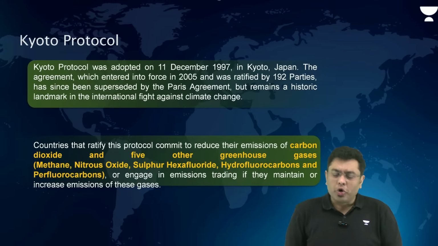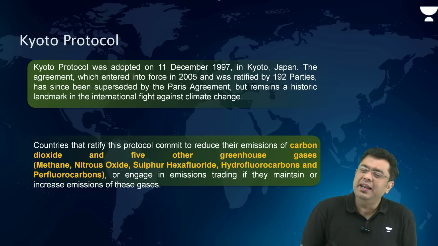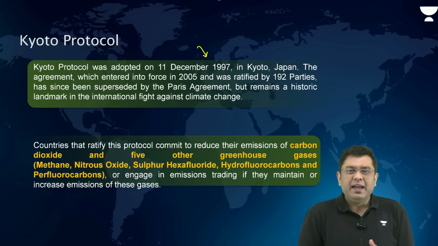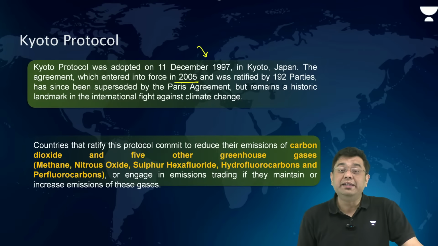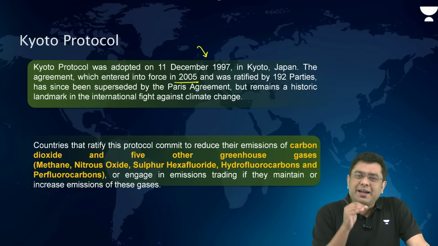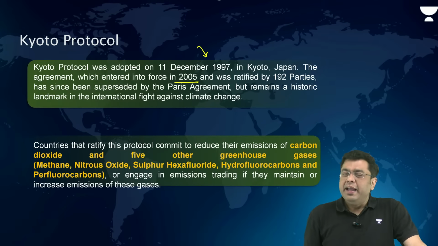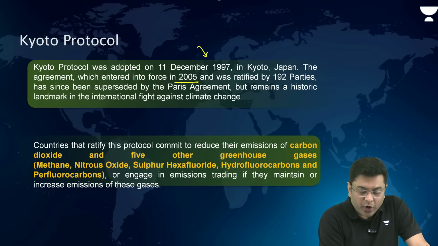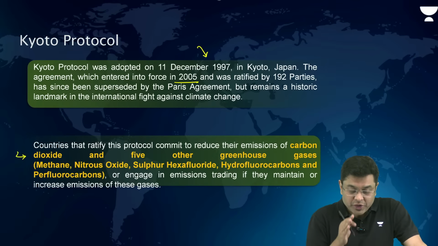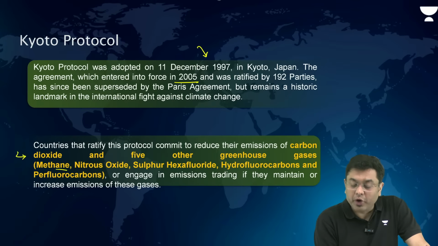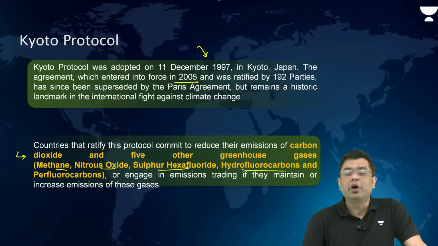So, the Kyoto Protocol, which was adopted on 11th December 1997 and later came into force around 2005, was ratified by around 192 parties. It talked about cutting the greenhouse gas emissions. It mentioned explicitly for the first time the gases which needed to be controlled. So you basically had carbon dioxide and 5 other gases which were delineated here. Which were those? Methane, nitrous oxide, sulfur hexafluoride, hydrofluorocarbons, and perfluorocarbons.